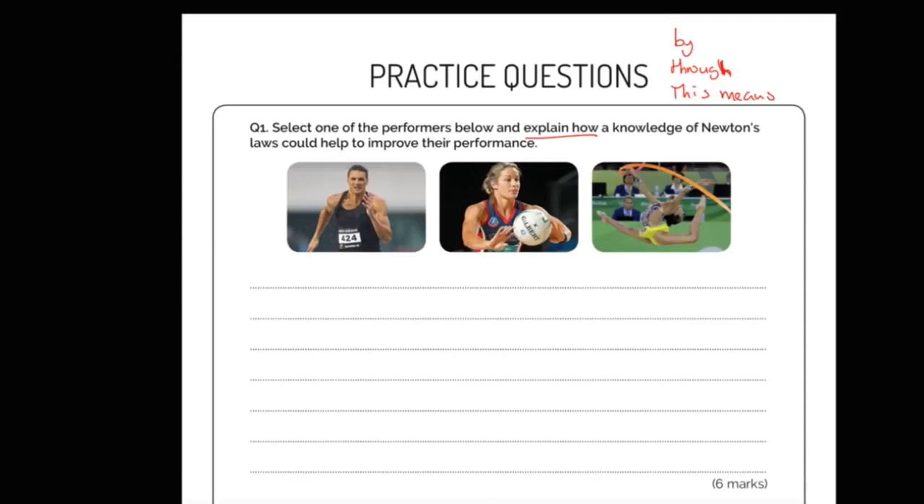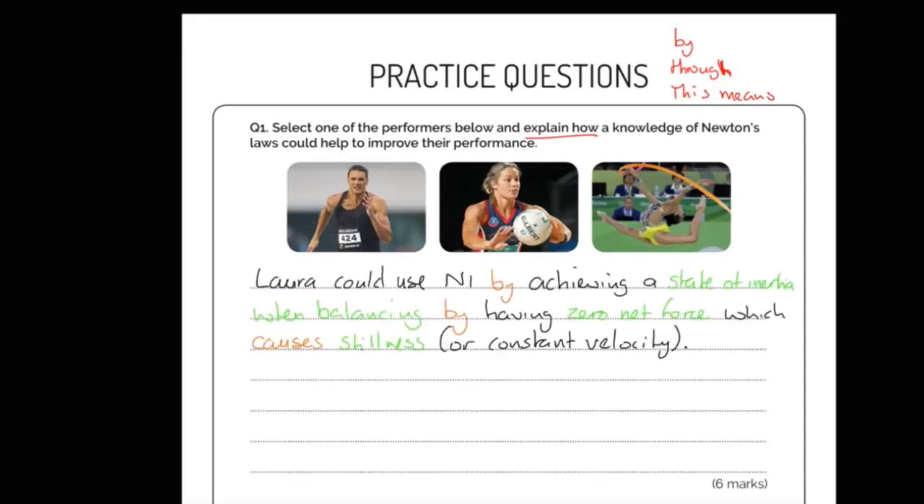So let's have a look here. We have our first part of our answer. Let's put it in. Laura, so I've chosen the gymnast here. Laura could use N1, so I'm looking at the law of inertia, by, now I'm explaining how, achieving a state of inertia when balancing. So I'm going to get my mark for saying a state of inertia. That's going to help her when balancing.